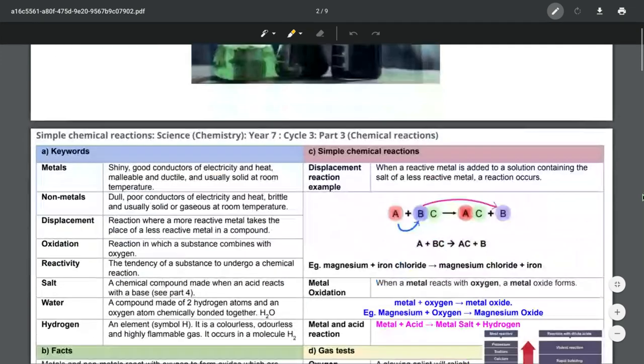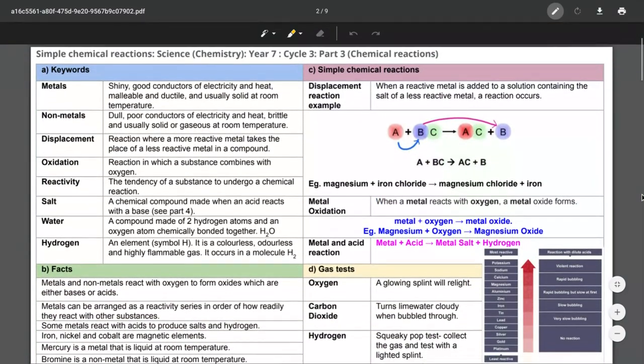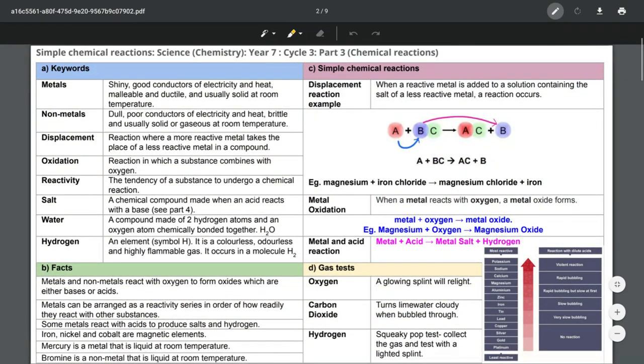So you should have this knowledge organizer already. This is the one that I'm going to be using for the next few lessons. But if you don't, I've put one in the folder for you.